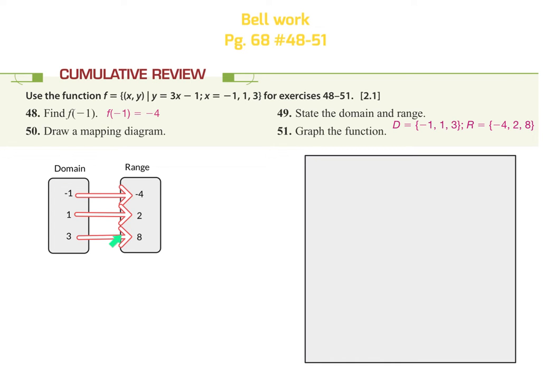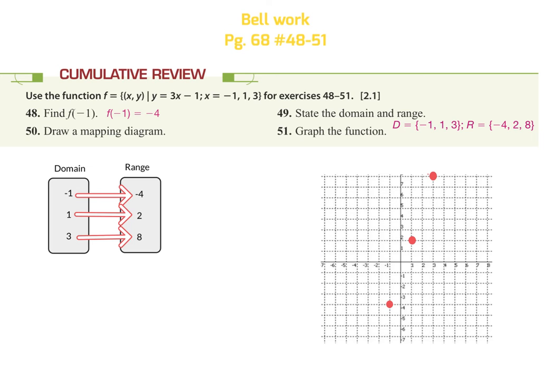Now this actually created ordered pairs. The ordered pairs -1, -4, 1, 2, and 3, 8. So when it says graph the function, they literally want you to put it on a coordinate plane. So they want the -1, -4, the 1, 2, and the 3, 8 just plotted on a coordinate plane there. That's what graphing it means.